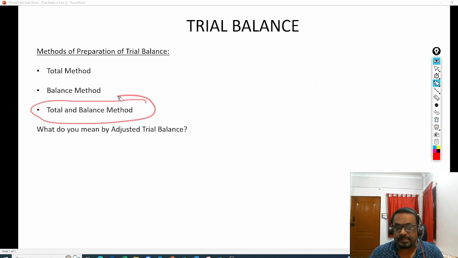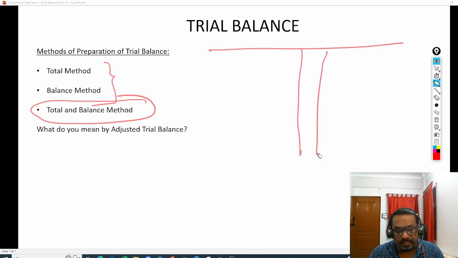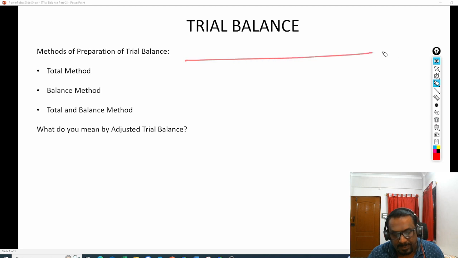Total and balance method. These two methods we follow. The trial balance will be looking like this. 4 lines will be there. Here one debit. Sorry, let me draft properly. My handwriting is very poor, guys. Please bear with me.